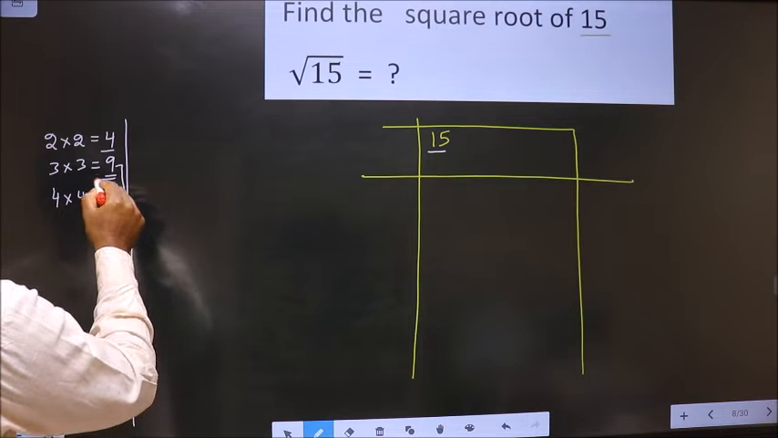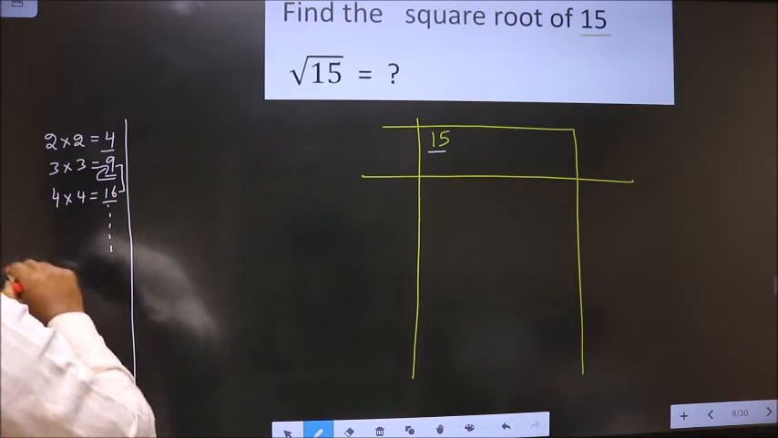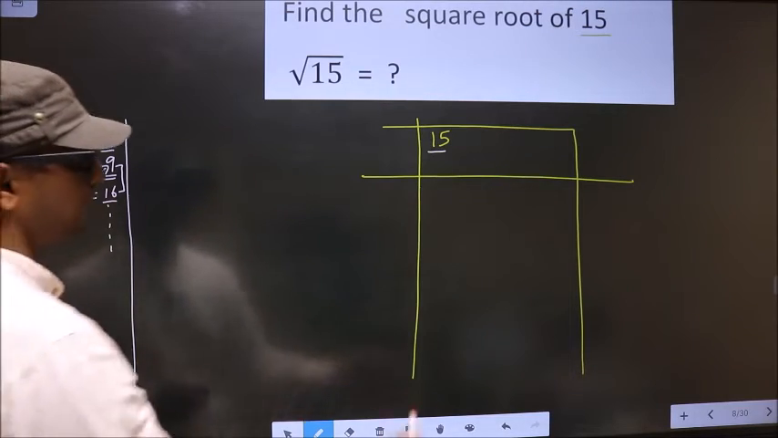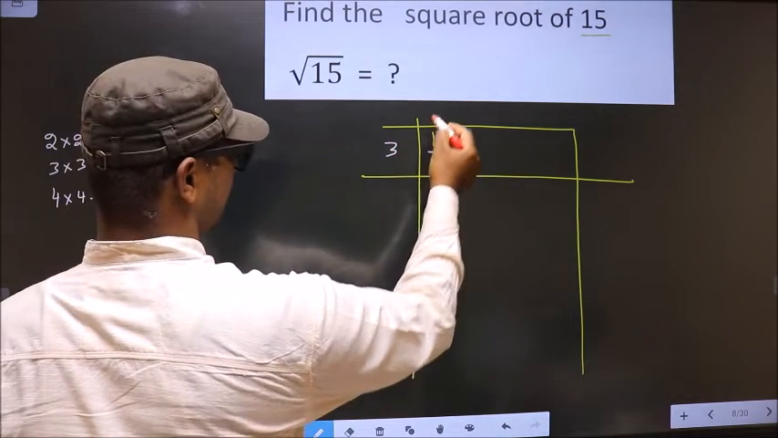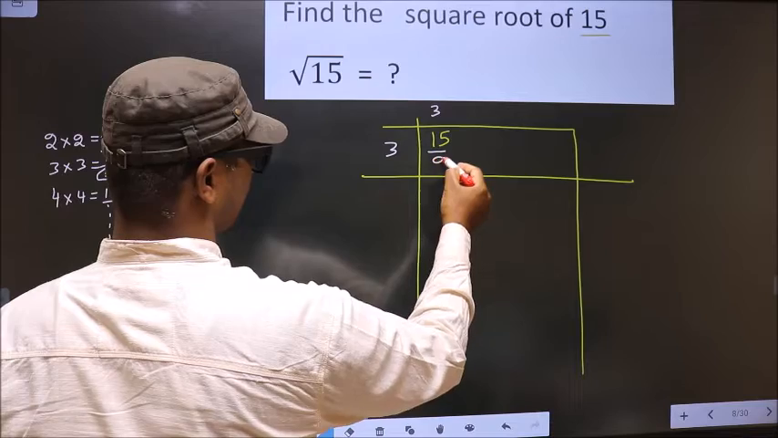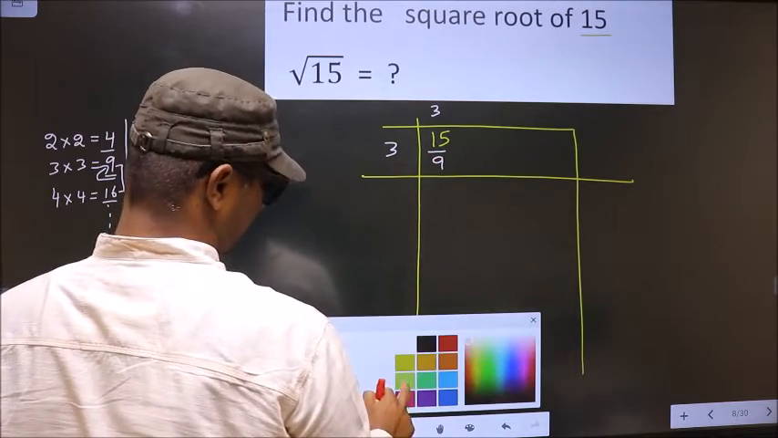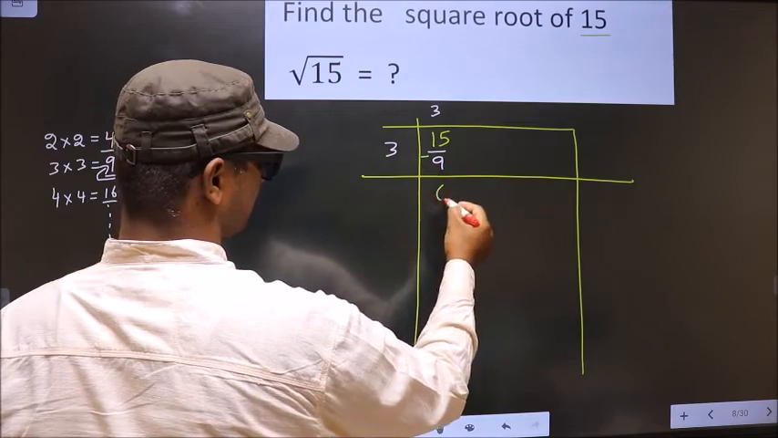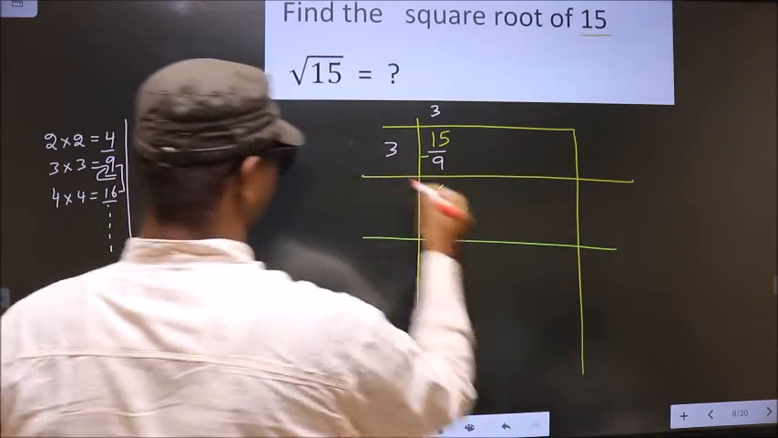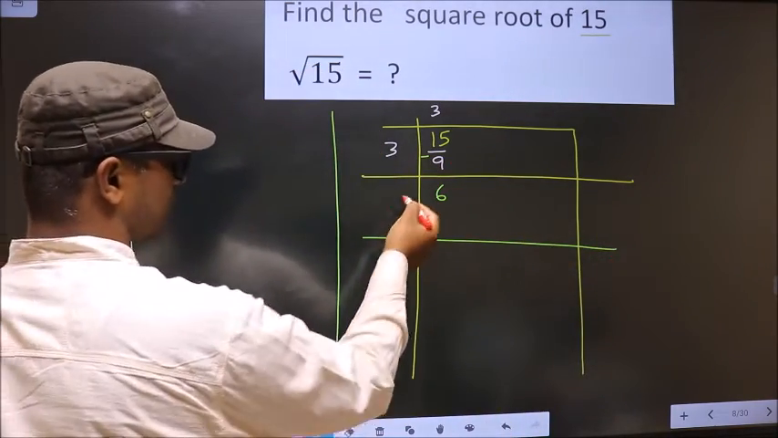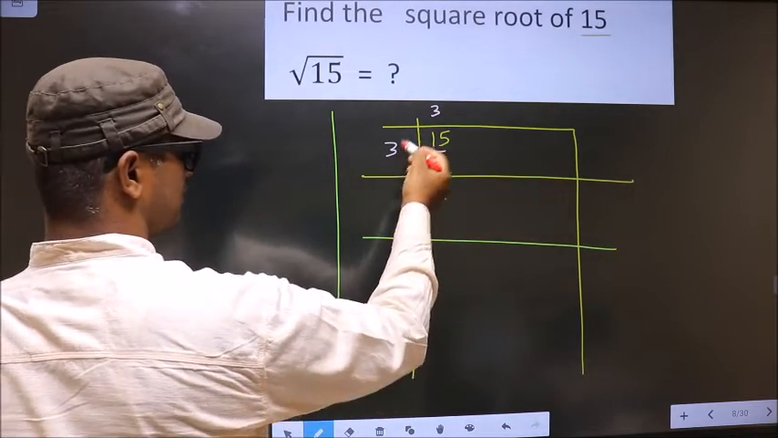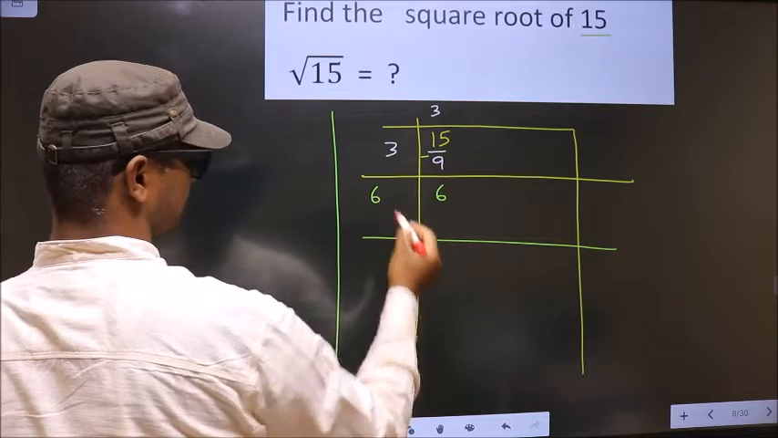So we should take the smaller number, that is 9. 9 is for 3 3's 9. So we take 3 here and 9 here. Now you subtract. 15 minus 9 is 6. Now here we should add these two numbers and write. So 3 plus 3, 6.